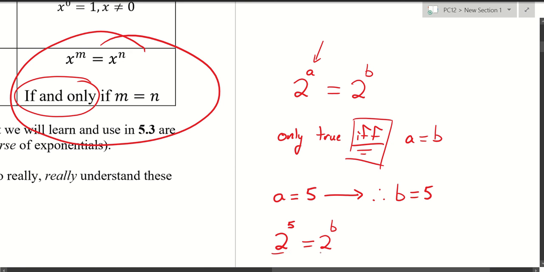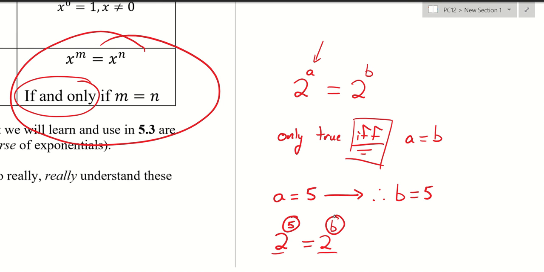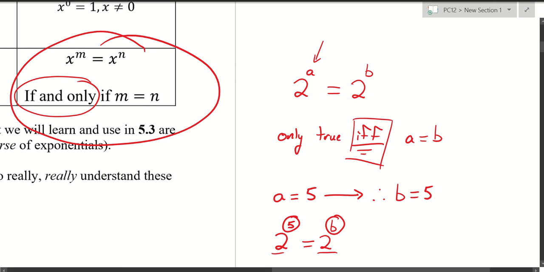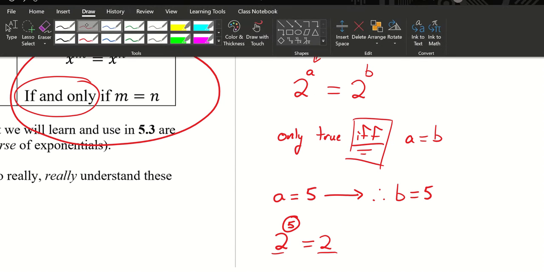And if these two bases are the same, what this rule is really saying is, if the two bases are the same, then the two exponents must be the same too, right? If somehow we wanted to say that b is equal to 6, well, we know that this equation wouldn't be true then, right? Because 2 to the power of 5 is definitely not equal to 2 to the power of 6. So it's kind of hard to explain this rule because it's almost so obvious.